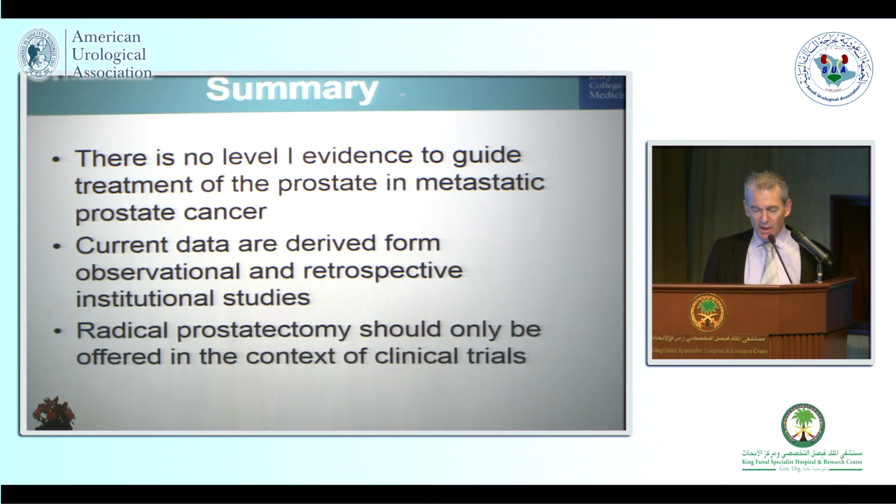So in summary, there's really no level 1 evidence to help us know what to do with the primary therapy, and what to do with the prostate in the setting of metastatic disease. The current data is low-level evidence, observational cohort studies, and as I mentioned, radical prostatectomy should really be done in the context of clinical trials. And this is one clinical trial. You may have your own institutional study looking at it, but I think it's really time that we start addressing the role of the primary in minimal oligometastatic disease. So thank you.